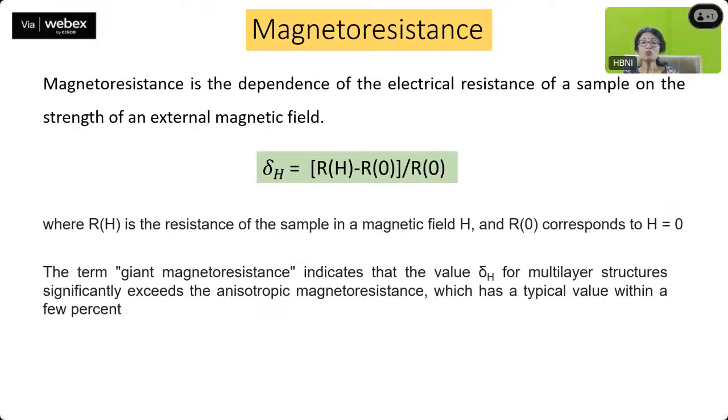So why are we talking about magnetoresistance? Because nowadays you hear a lot about giant magnetoresistance. A lot of materials show giant magnetoresistance. What do you mean by that? This indicates that the value of this delta H for multilayer structures significantly exceeds the anisotropic magnetoresistance. This is very important. It significantly exceeds the anisotropic magnetoresistance, which has a typical value of a few percent. In the case of giant magnetoresistance, this value can be many times more.